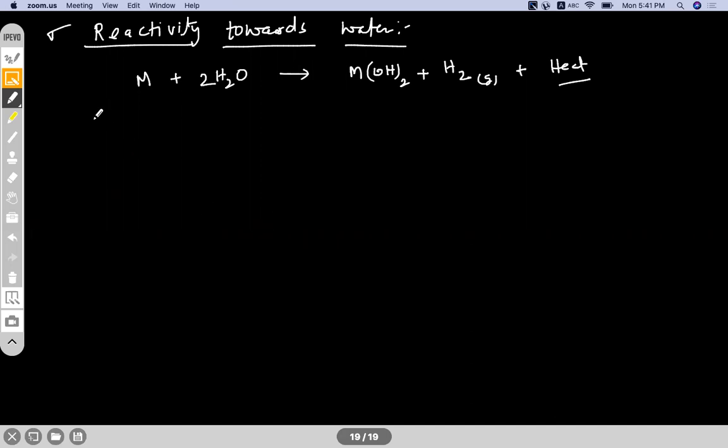Two very important points to write down in this note. First point: beryllium, since it forms an oxide layer on its surface, does not react with water at all.